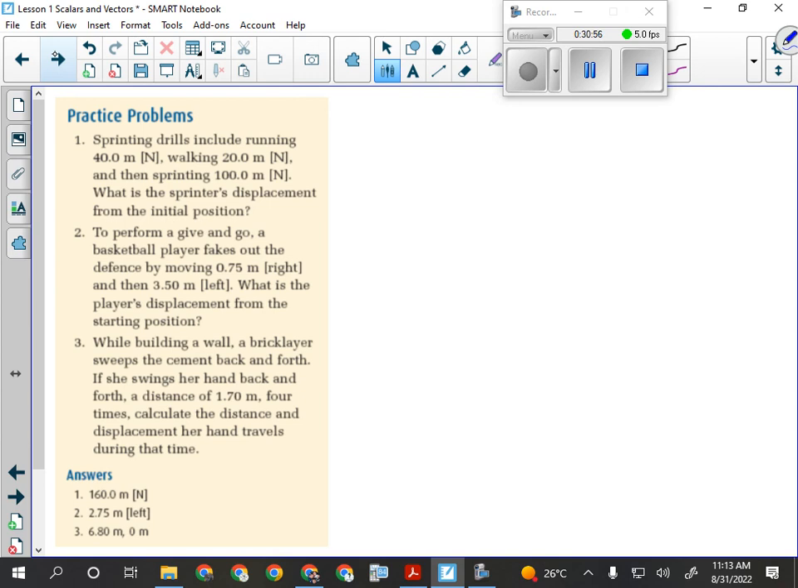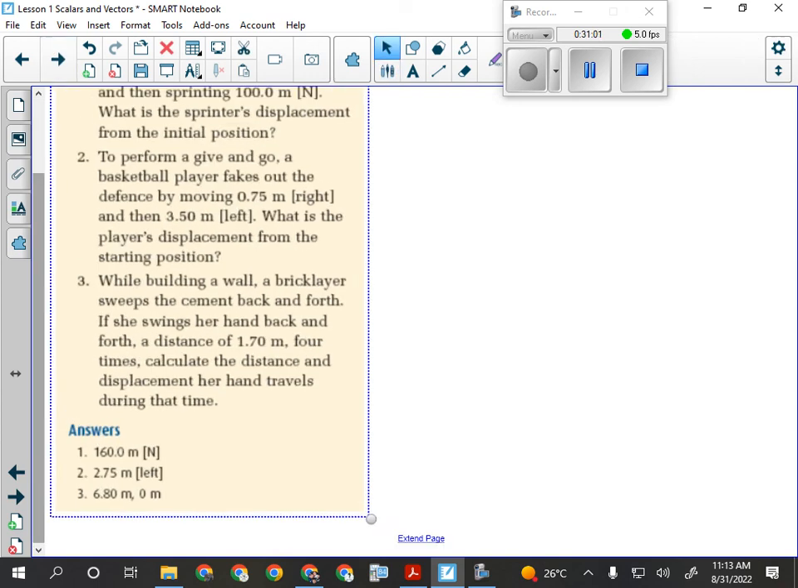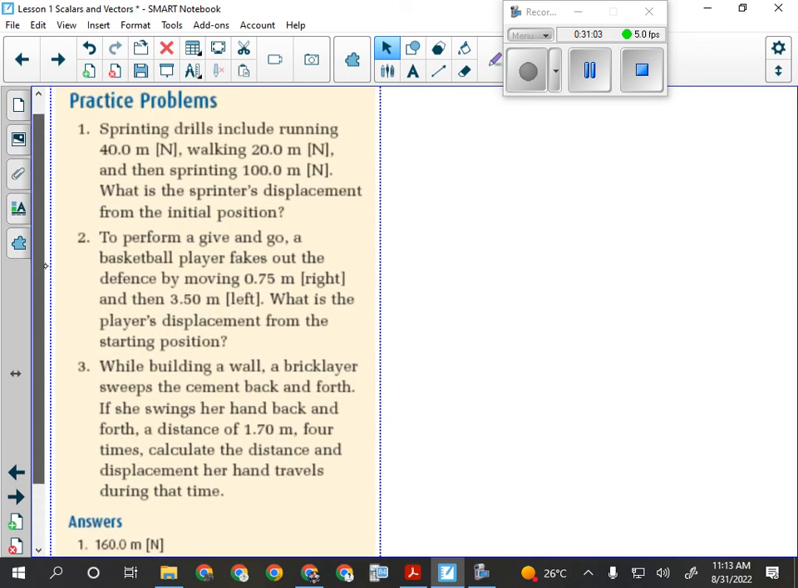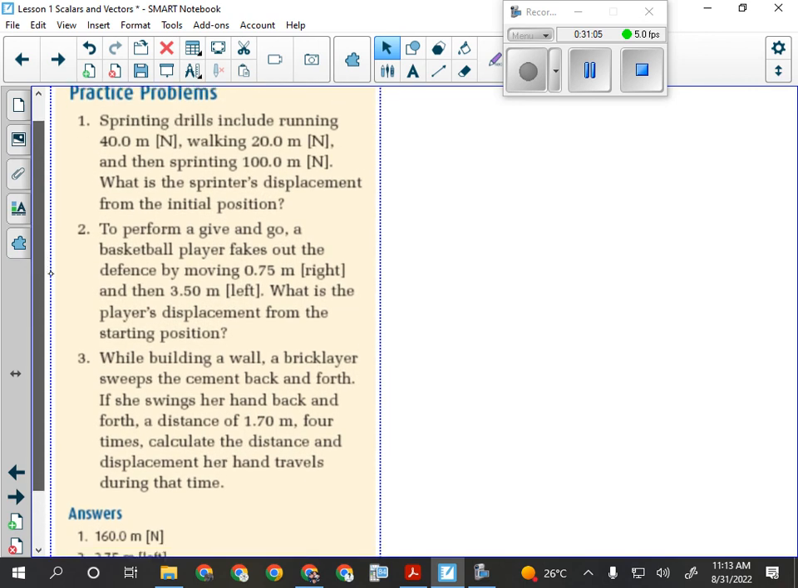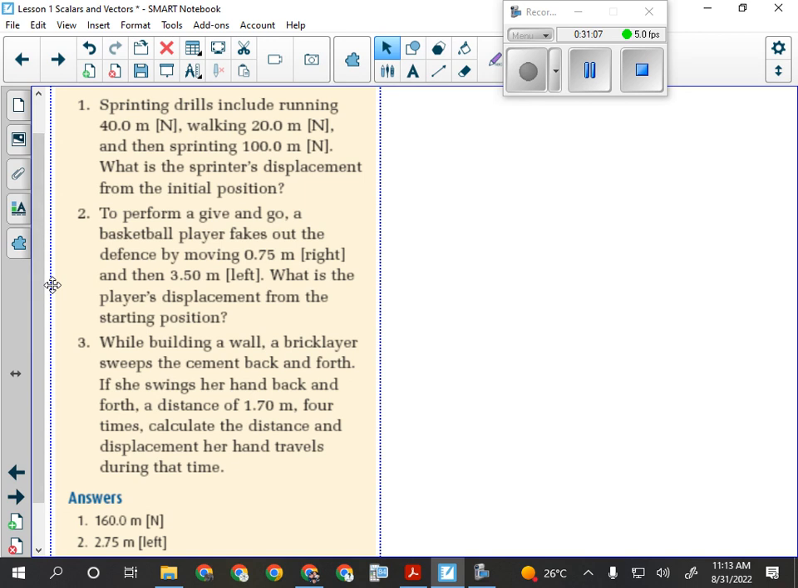All right, I would like you guys to try, it's a little bigger so it's easier to read, question numbers 1 and 2 right now. Okay? Give you a few minutes to try question 1.